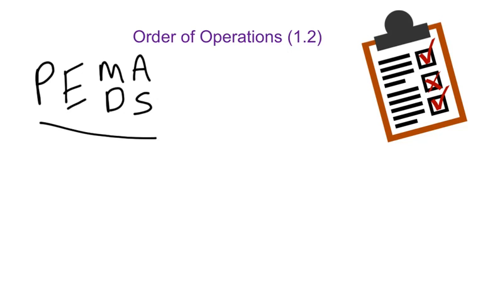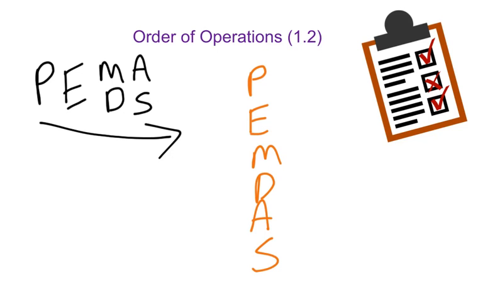So the memory tool for math for the order of operations is PEMDAS. And this stands for Please Excuse My Dear Aunt Sally. And I write it like this: P-E-M/D, A/S, and I always draw an arrow going to the right. Now if you'll write those letters going down like this, we'll write what they each mean.